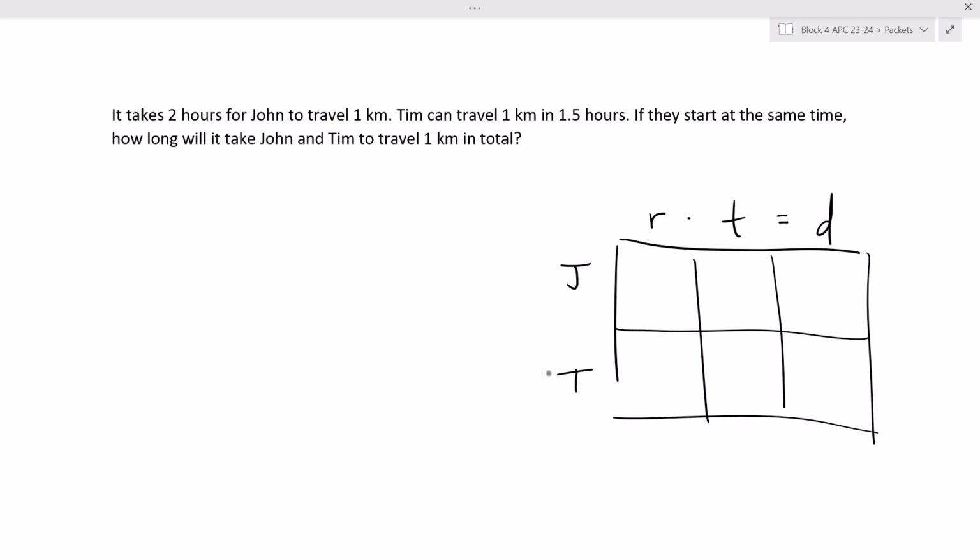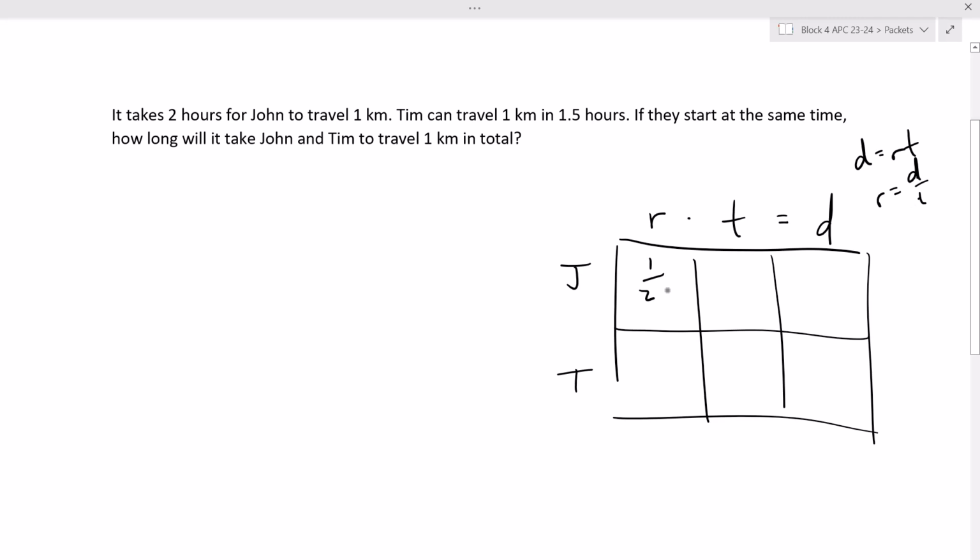So for right now, what I could say is, takes John 2 hours to travel 1 kilometer. What information can I glean from that? A rate. Does that make sense? It takes them 2 hours to travel 1 kilometer. And if you want to put it all together, D equals RT, rate equals distance over time. So we have a rate for John of 1/2 kilometer per hour.